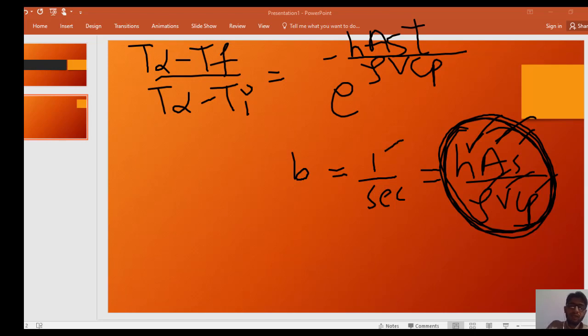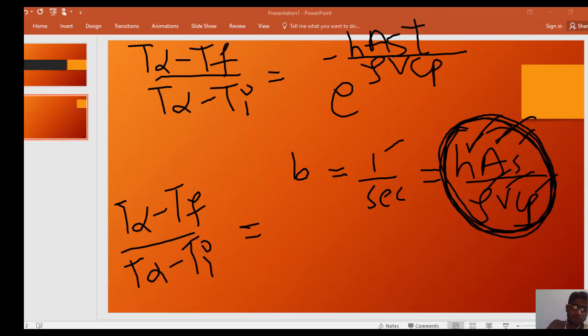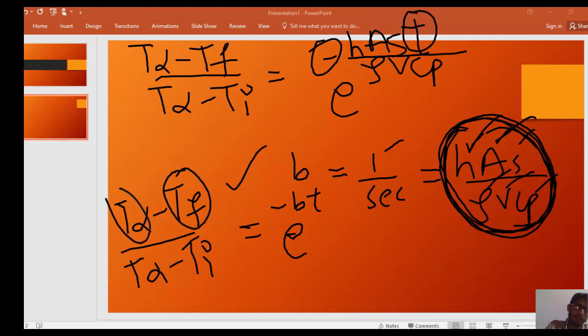So we can also write this equation: T infinity minus Tf divided by T infinity minus Ti equals e to the power minus B, into time, so minus BT. So this is the exponential relation between temperature, this is the constant, and this is the variable temperature.